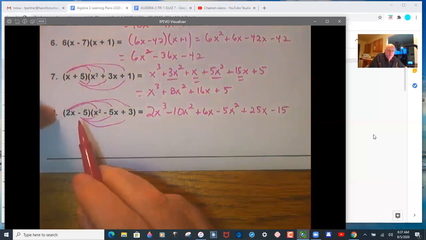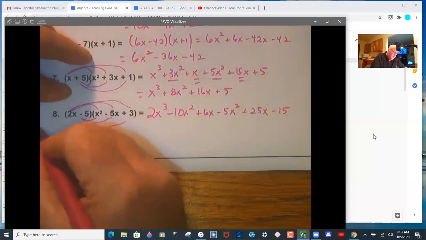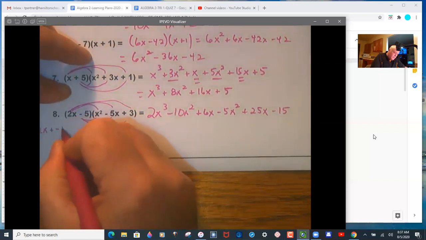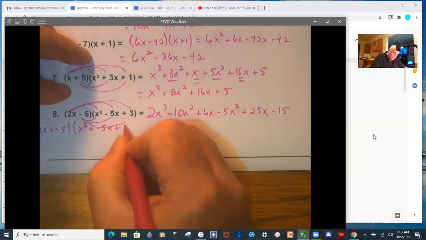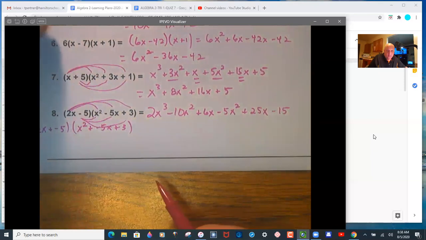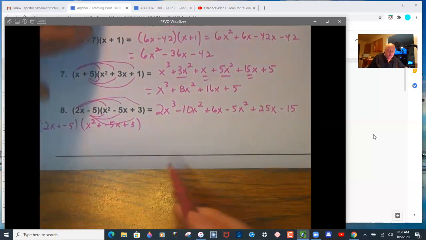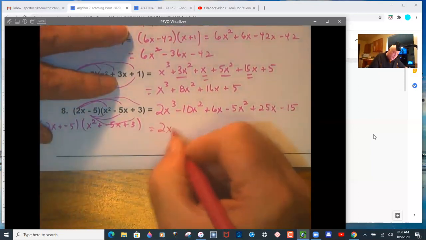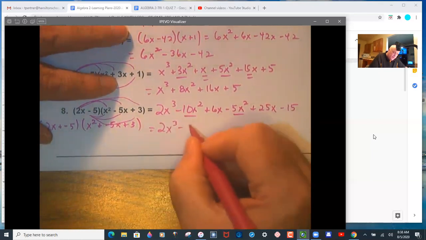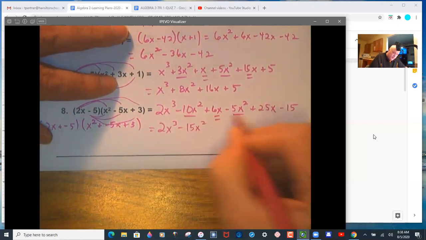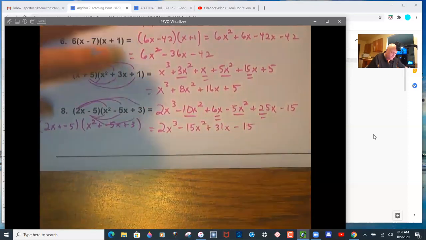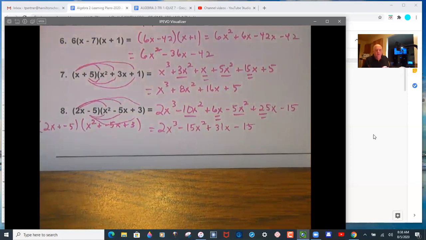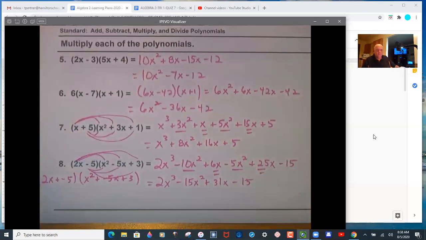So I mean, rewrite them 2x plus negative 5, so you do this. Write them out so you can use addition and you can easily see those signs. So combine like terms, 2x cubed, those two are alike, minus 15x squared, those two are alike, 31x, and then minus 15. Most of you do great on this, okay, and seeing the distributive property.